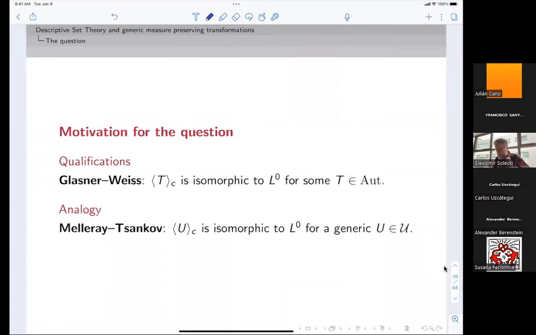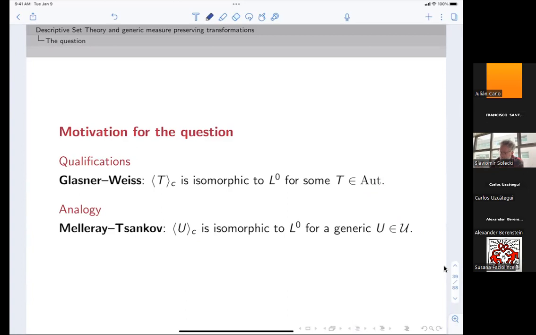Then there was some analogy. A theorem due to Melleret and Sankov showed that if you don't go to Aut but to a closely related group U, the Hilbert unitary group, then if you look at a generic unitary transformation, you indeed get a group isomorphic to L0. So for unitary transformations you do get L0. If you think these two groups are somehow analogous, you may hope that something like this also happens for Aut.